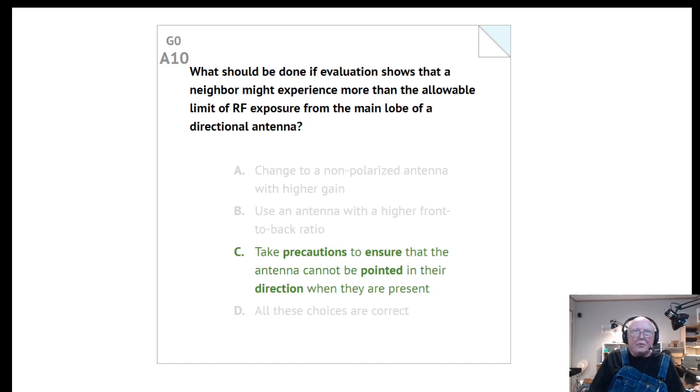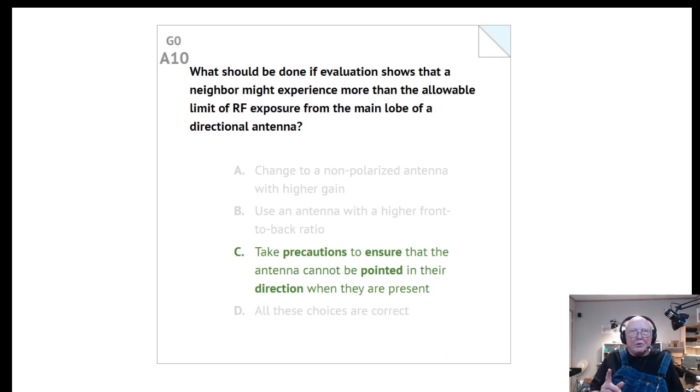What should be done if evaluating shows that a neighbor might experience more than the allowable limit of RF exposure from the main lobe of the directional antenna? In other words, if you're using a Yagi, like the 2 meter one we just talked about, it's got an elliptical pattern. It puts off more frontways than it does sideways or backways. That's the reason they call it a beam. So if it's got a big front lobe and the neighbor's house is in that, then here's what you do.